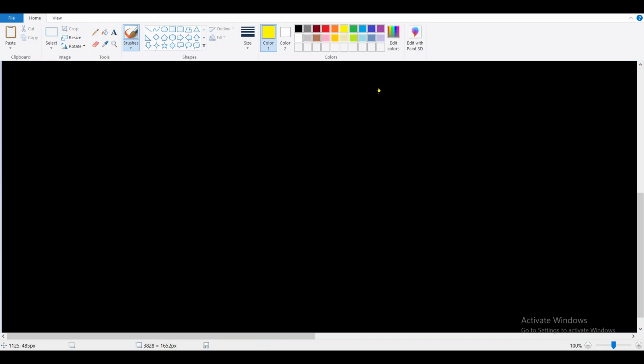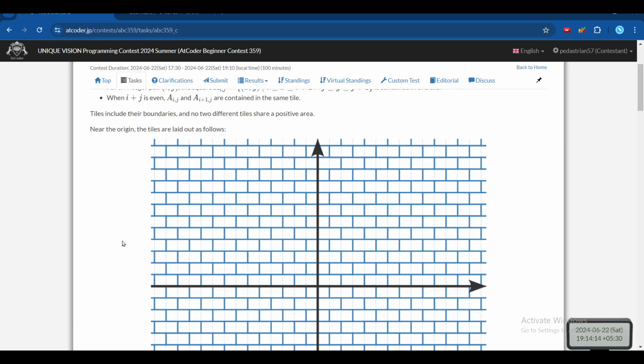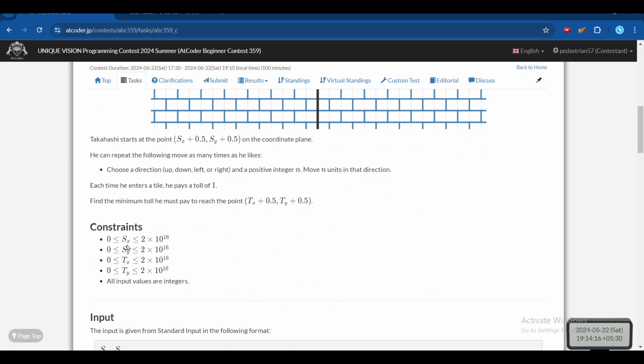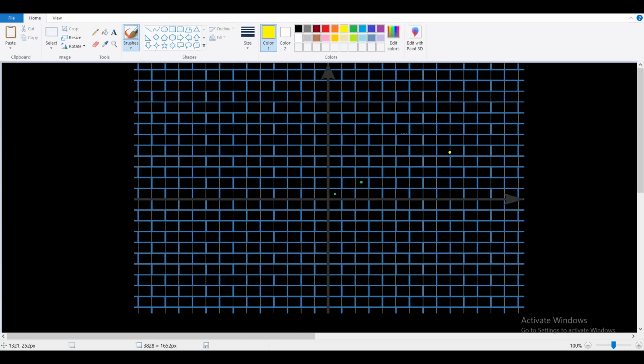The first thing to note is that the constraints on sx and sy, tx and ty are 2 into 10 to the power 16. So an order of n type of solution is not accepted. You have to solve it somehow in log n or in some constant time solution.